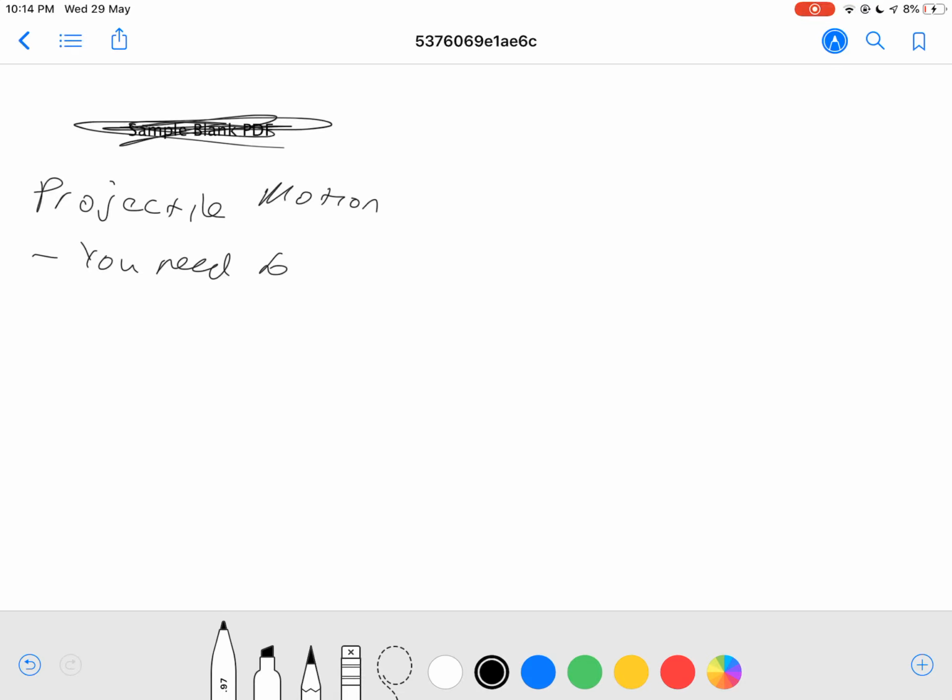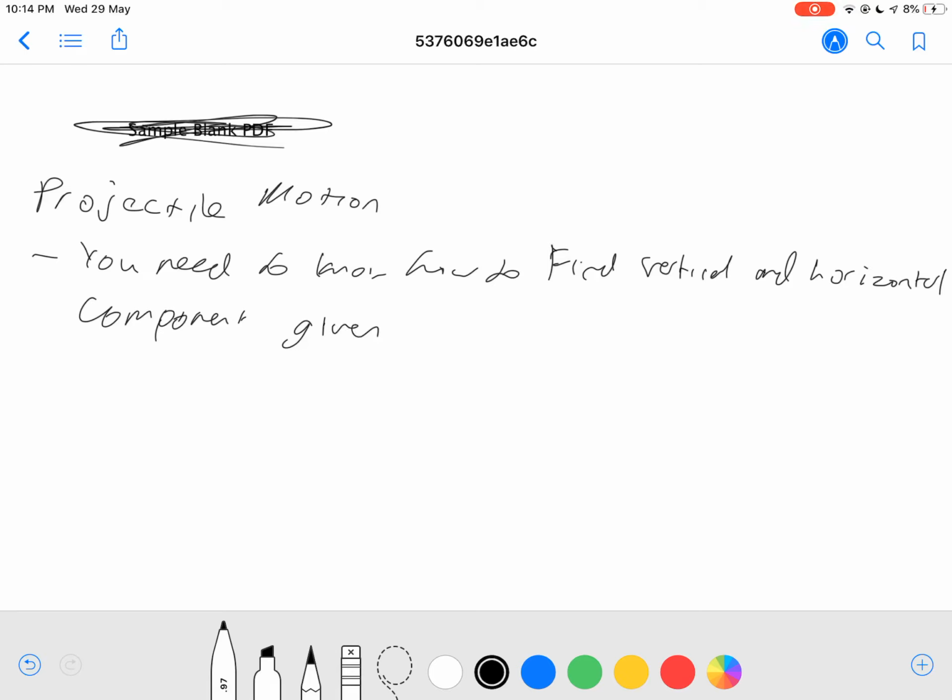how to find the vertical and horizontal components given the initial v and an angle.